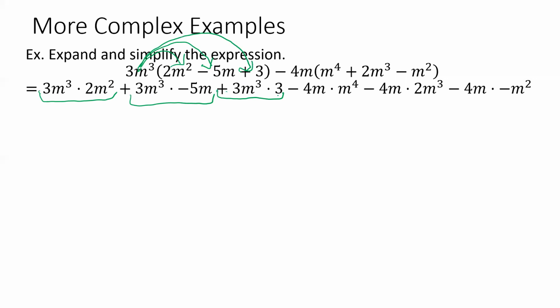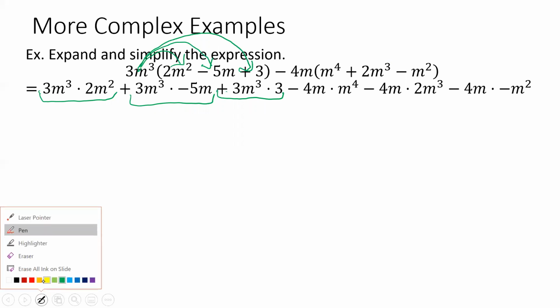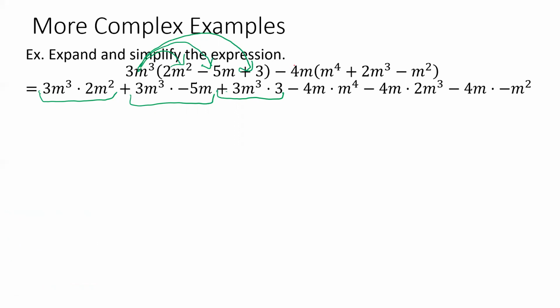And of course, for our next part of the expression, we're going to take the monomial negative 4m, and we're simply going to multiply by the terms in the polynomial. So we're going to take negative 4m, and multiply by m to the power of 4. And then we're going to take negative 4m, and multiply by 2m to the power of 3. And finally, we're going to take negative 4m, and multiply by negative m squared. So going step by step here, we are simply going to simplify each of these products here.